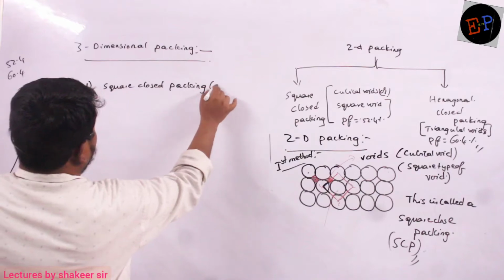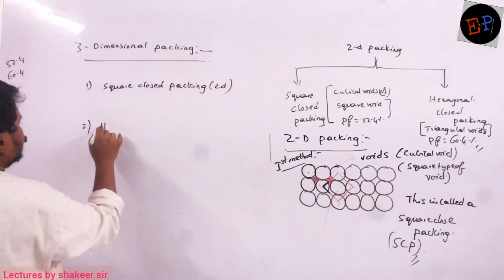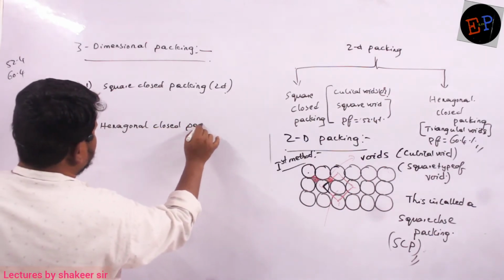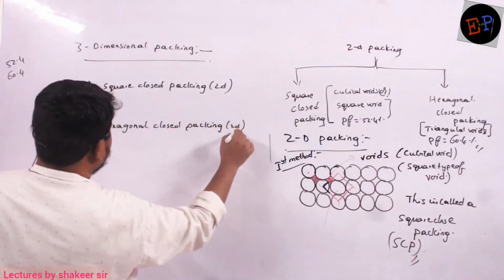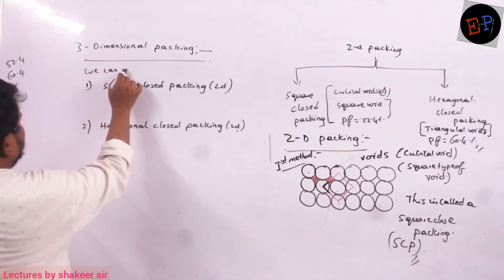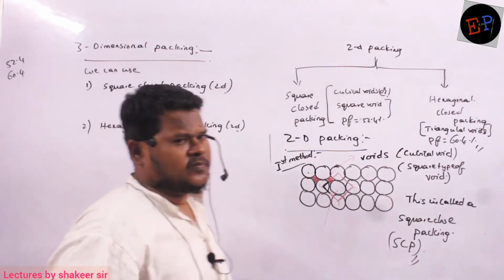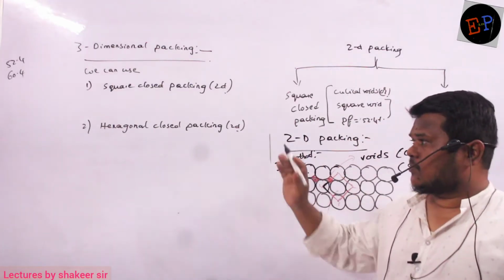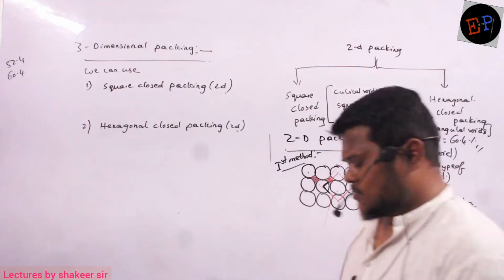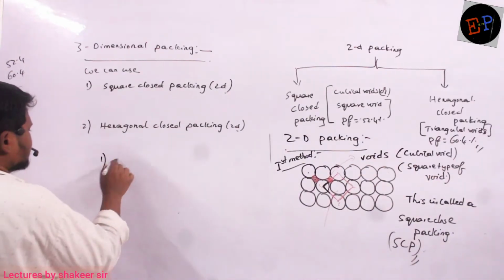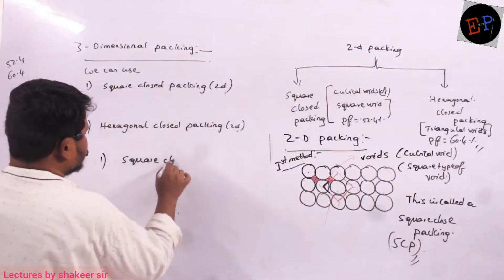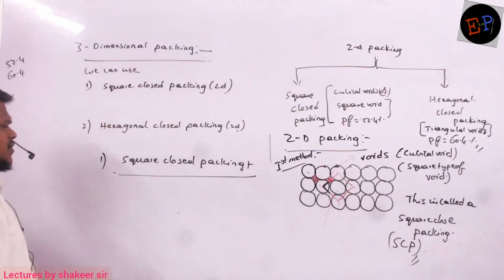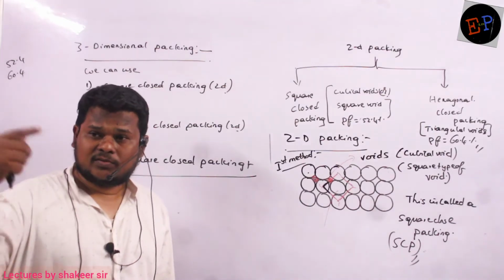We can use this one in 2D dimension. Similarly, we can also use hexagonal closed packing, again in 2D. So we can use these 2. We can use square closed packing for packing in 3 dimensions, and similarly I can use hexagonal closed packing for packing in 3 dimensions. So first of all, let us study the first one, which is called square closed packing. Let us see how we can convert this square closed packing in 2 dimensions into 3 dimensions.